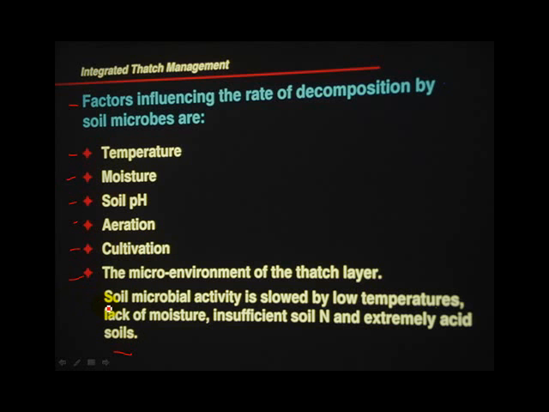So soil microbial activity is slowed by low temperature, lack of moisture, insufficient soil aeration, and an extremely acid soil. These are things, if you have these conditions, you will have thatch problems on your putting green. So these relate straight to golf course maintenance, and you need to understand these principles for the final exam, but also to be a successful golf course superintendent.